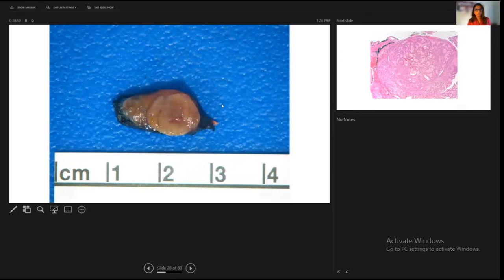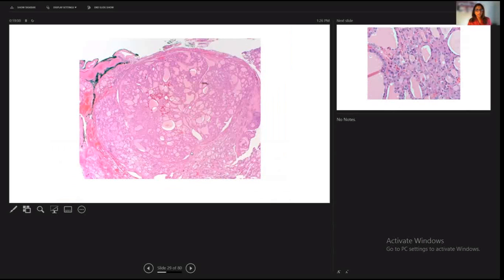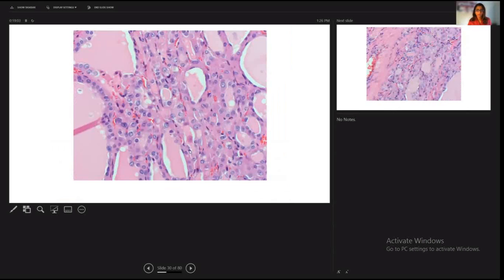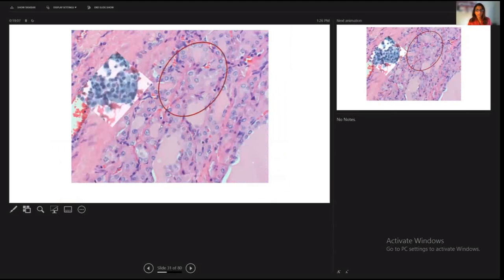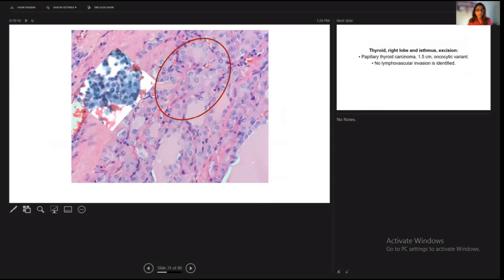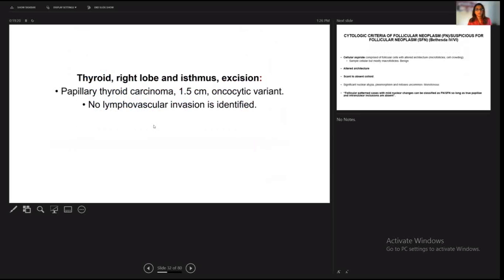And this was the nodule that was removed. And as you can see, it is almost well circumscribed except for here. And this was that nodule, low magnification of that nodule. So on higher magnification, you can see that these nuclei closely resemble the nuclei that we saw on our cytology aspirate. And these are more pale, and there's a groove. You can see there's a groove here. So there's some overlap and so on. So these features led to the diagnosis of this being a papillary thyroid carcinoma, oncocytic variant, and no lymphovascular invasion is identified.